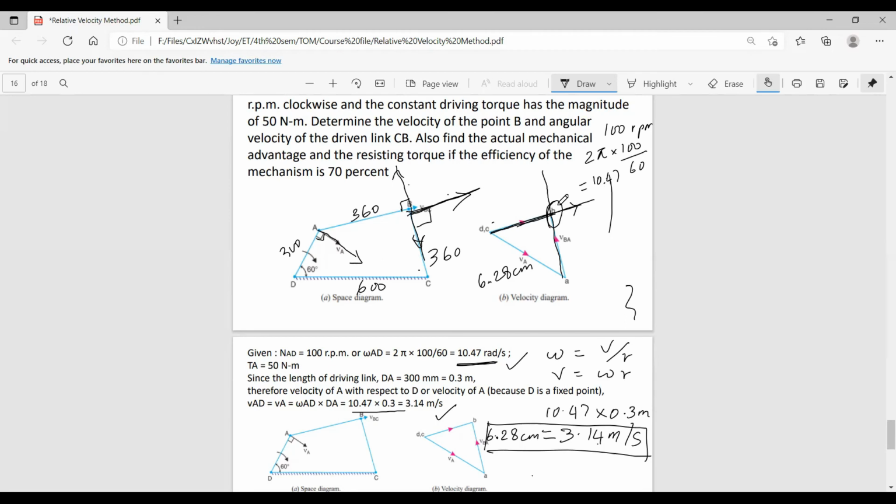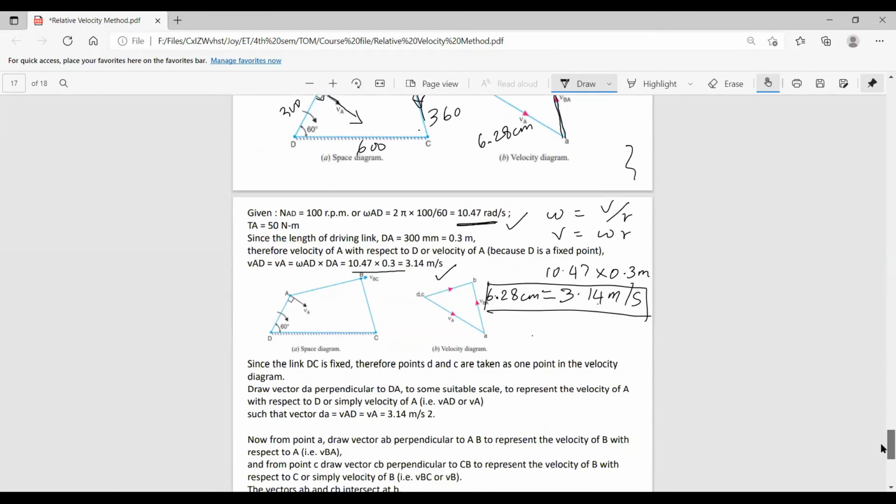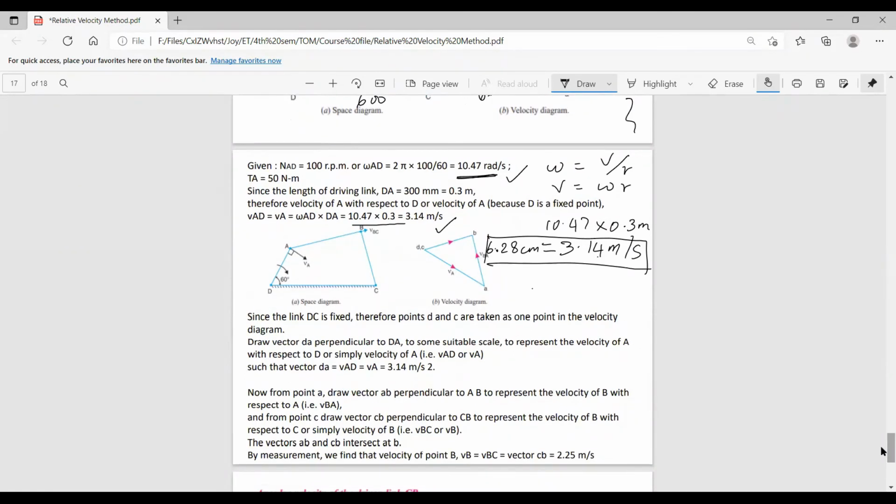What we have to do now, our question is to determine the velocity of the point B and the angular velocity of the driven link CB, right? So we can measure this and multiply by the scale factor. We will find the length of this, and thereby we will find the velocity of the point also. Now we'll see, since the link BC is fixed, therefore the points B and C are taken as one point.